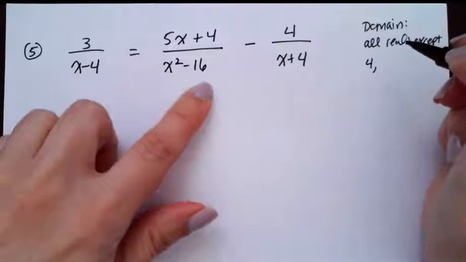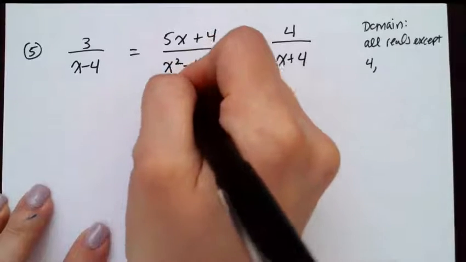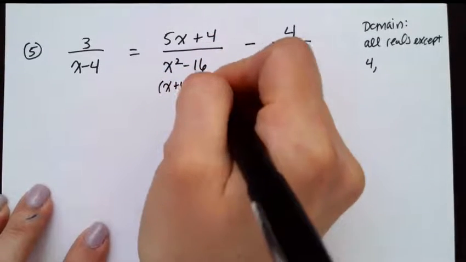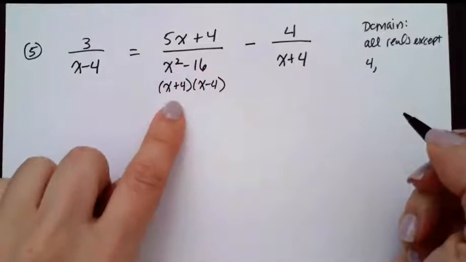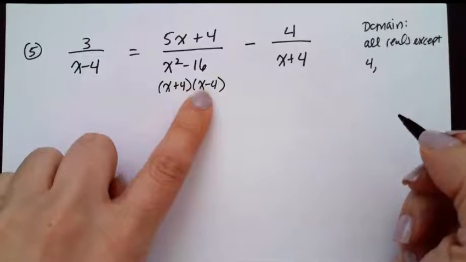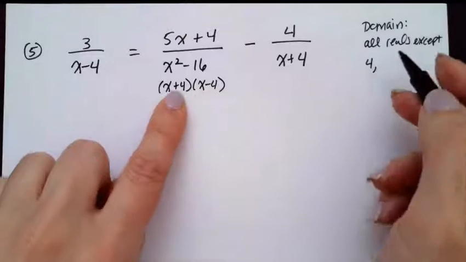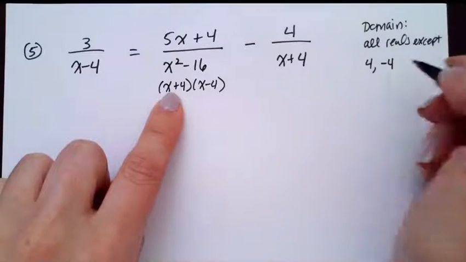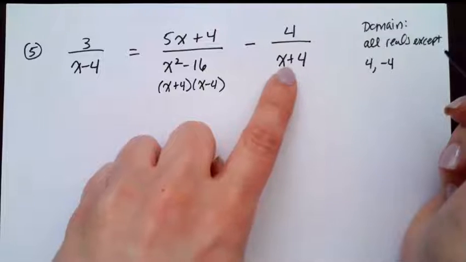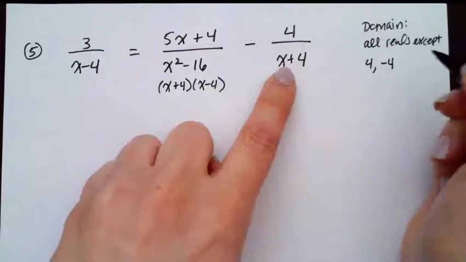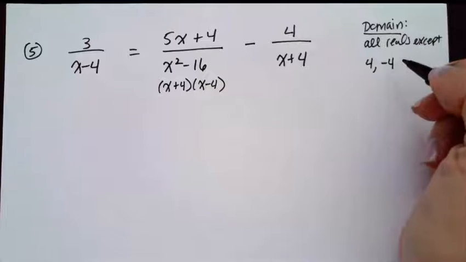For this denominator, I need to factor. That is the difference of two squares, x plus 4, x minus 4. So the two values that would make that denominator 0 would be negative 4 and positive 4, right? That makes both of these 0. I already have the positive 4, so negative 4 is also something I need to exclude. And negative 4 also makes this expression 0 as well, so it's no good again. So my domain, all reals except 4 and negative 4.